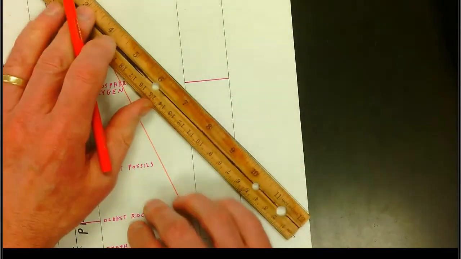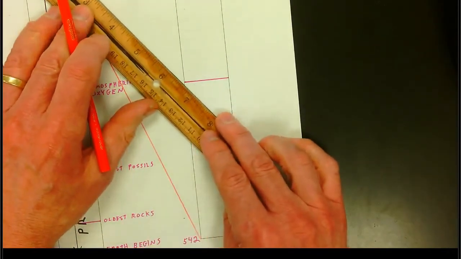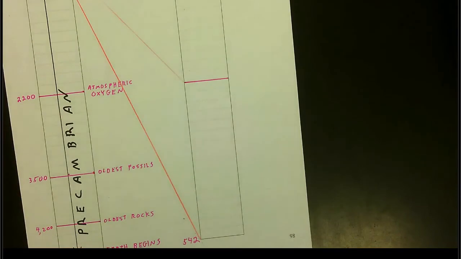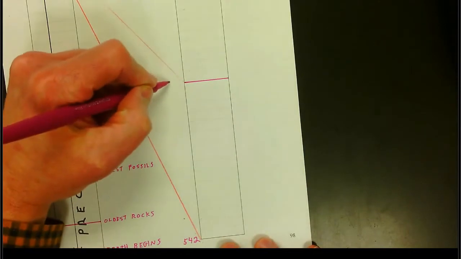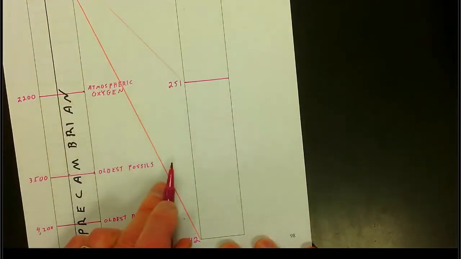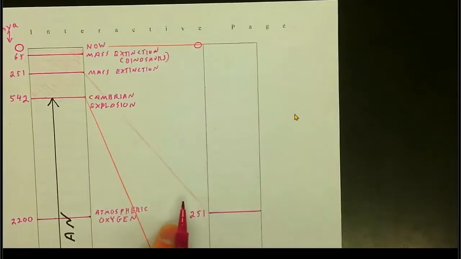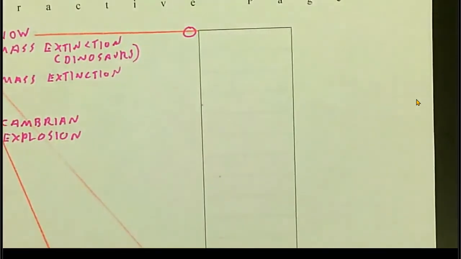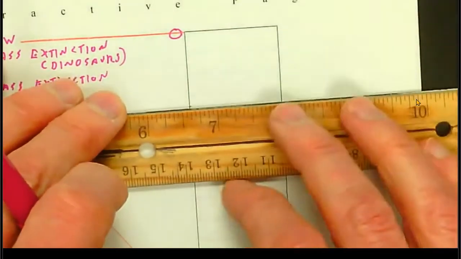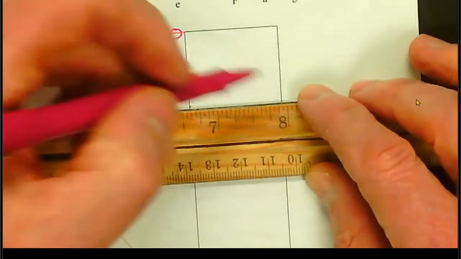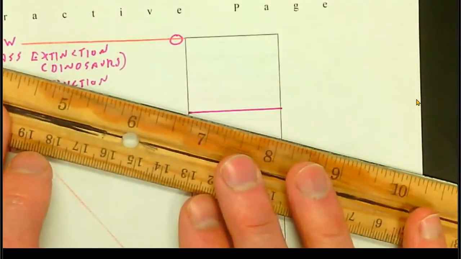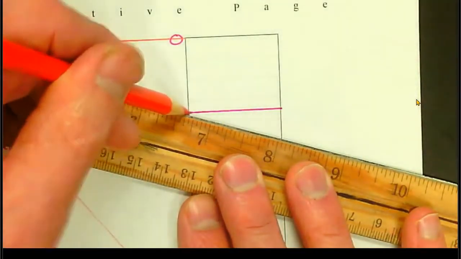So that's equivalent to this mass extinction here. We'll put our numbers on there. This was 251 million years ago. And then the dinosaur extinction, we're going to go back here 3.5 spaces. So draw another line to represent the extinction of the dinosaurs back 3.5 spaces. And that's equivalent to this line over here.